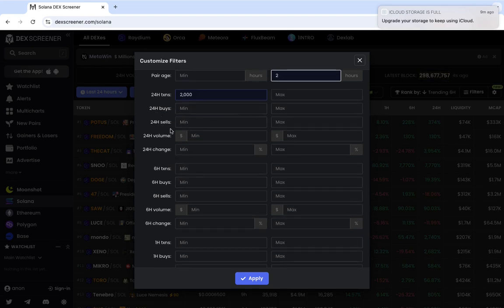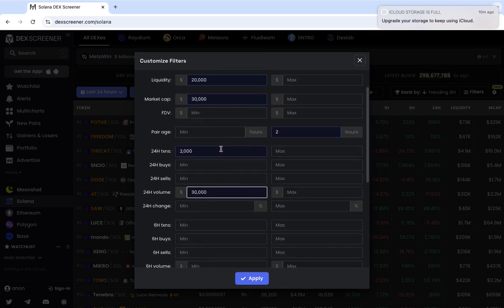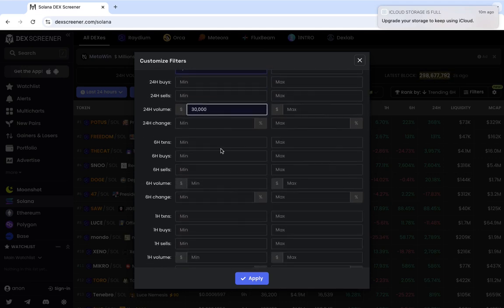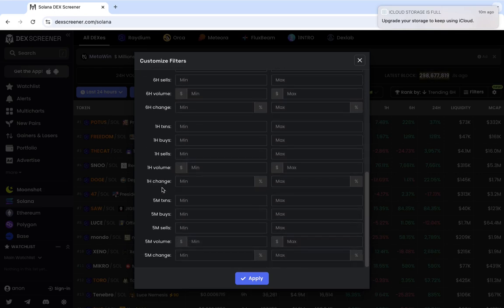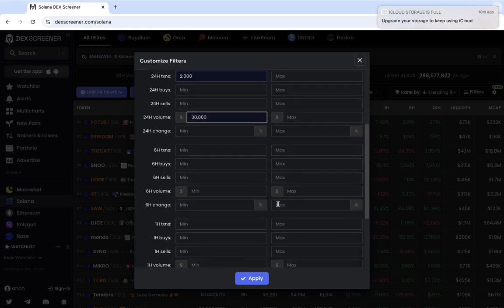So the buys are not necessarily important. So the 24-hour volume, I usually love putting it at $20,000 US. Or if you really want to separate the bad stuff from the good stuff, just put 30,000 US, because 30,000 is a bare minimum, and this 30,000 can also be used by fake bots and all that stuff. So at least 30,000, there's going to be a little bit of seriousness. Okay, so the 6-hour transactions, we just forget about that. We forget about these other things as well.